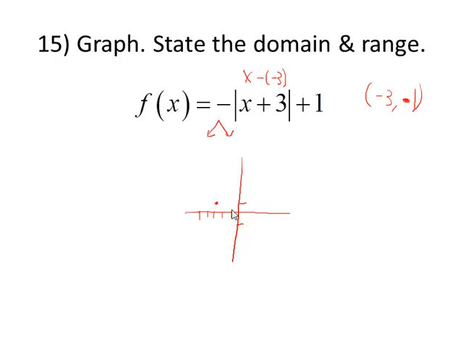(-3, 1). This opens down, so down 1 and out 1 a couple of times. And there's a quick sketch of our graph. The domain, again, all real numbers. For the range, because it has an arrow pointing downward, we know it goes down to -infinity. The maximum value here is +1, bottom to top. So (-infinity, 1] is the range.